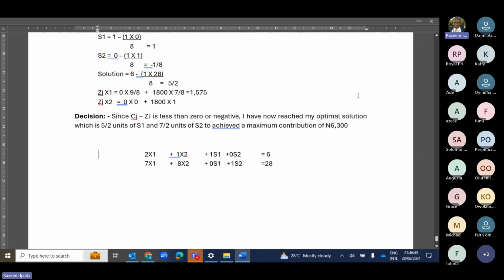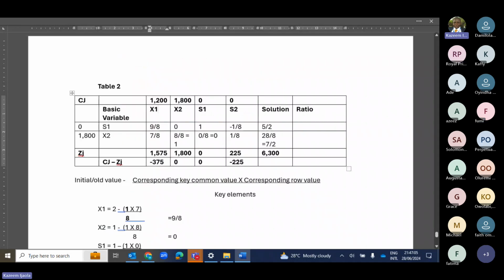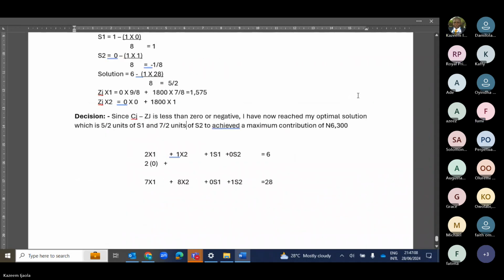So here now, if I want to prove with this equation, my x1 is not there. So I will say 2 into 0 plus 1x2. Do I have x2? Yeah. So what is my x2? I have s1 and s2. So my s2 is what? 7 over 2 times 1 plus 5 over 2 units of x1, 5 over 2 plus s2 is 0. So if you solve this equation now, you should arrive at 6.